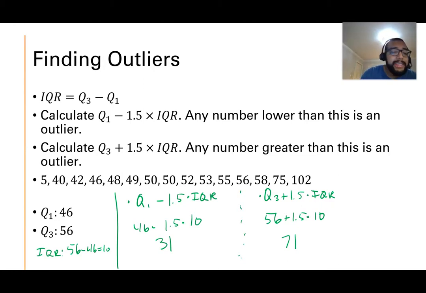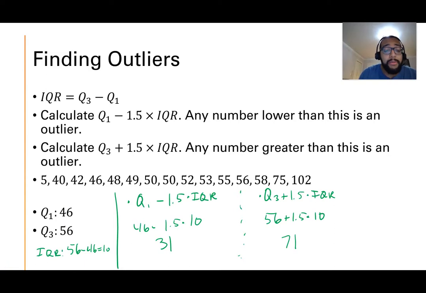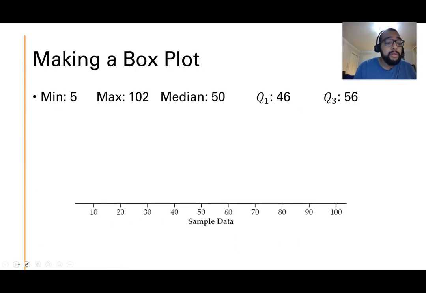So looking at our data set right here, any number smaller than 31 will be an outlier. That means that 5 is going to be an outlier. And any number bigger than 71 is an outlier. So we got 75 and 102, which were the numbers we suspected in the first place. We're like, those seem kind of suspect a little bit, and it's true, they were suspect.